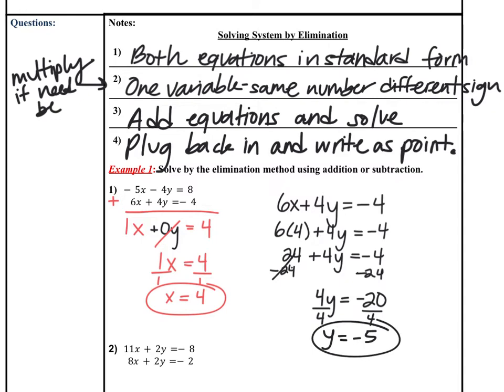Okay, so I take my two numbers and I write them as a point, just like we did with substitution. So my answer is going to be 4, comma, negative 5. And I'm done.